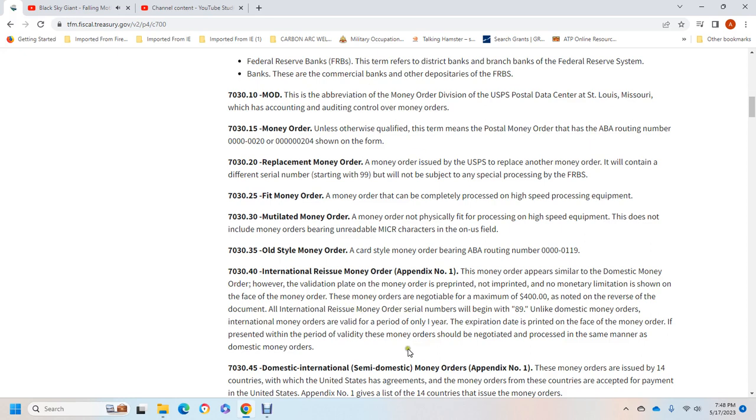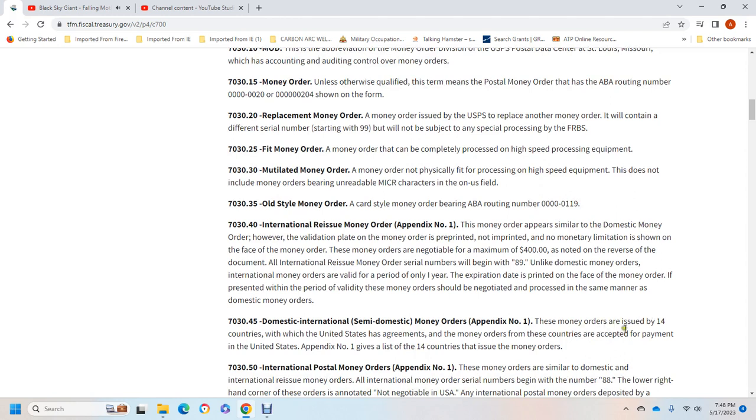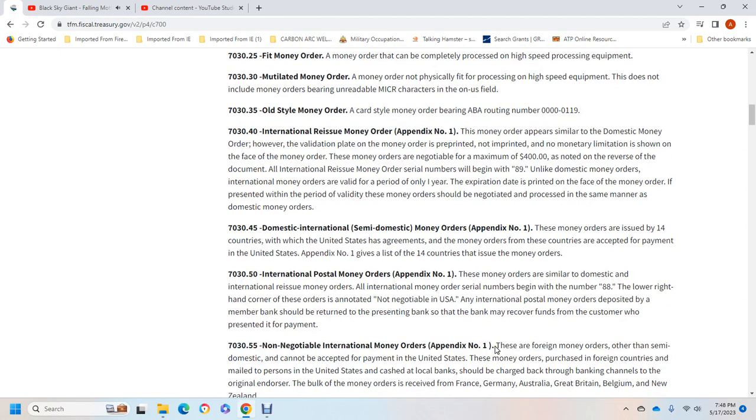Domestic, international, and semi-domestic money orders. Money orders are issued by 14 countries with which the United States has an agreement; the money orders for these countries are accepted for payment in the United States. Appendix number 1 gives the list of the 14 countries that issue the international post money order.